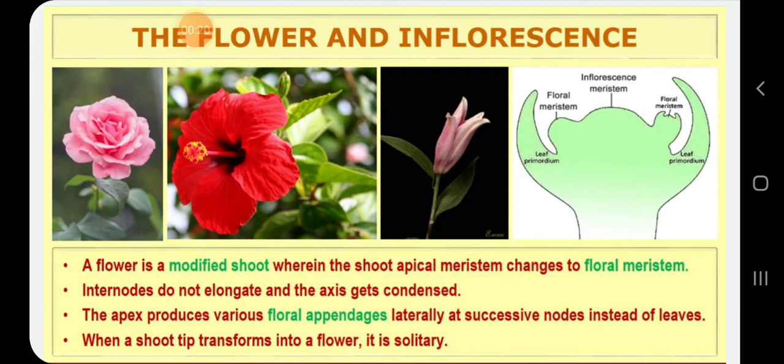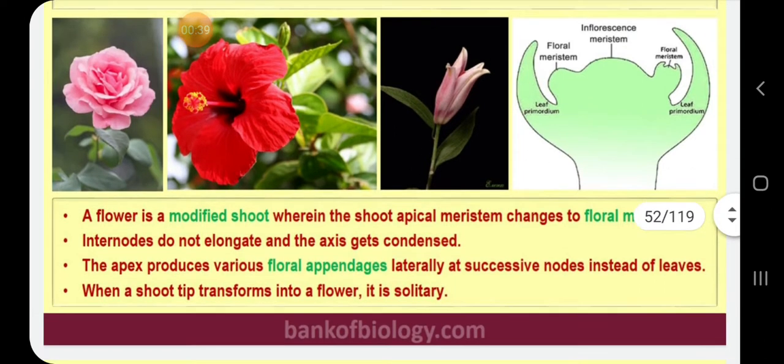The modified shoot, wherein the shoot apical meristem changes into floral meristem and the internodes do not elongate and the axis gets condensed. The apex produces various floral appendages laterally at successive nodes, and instead of leaves, when a shoot tip transforms into a flower, it is solitary.